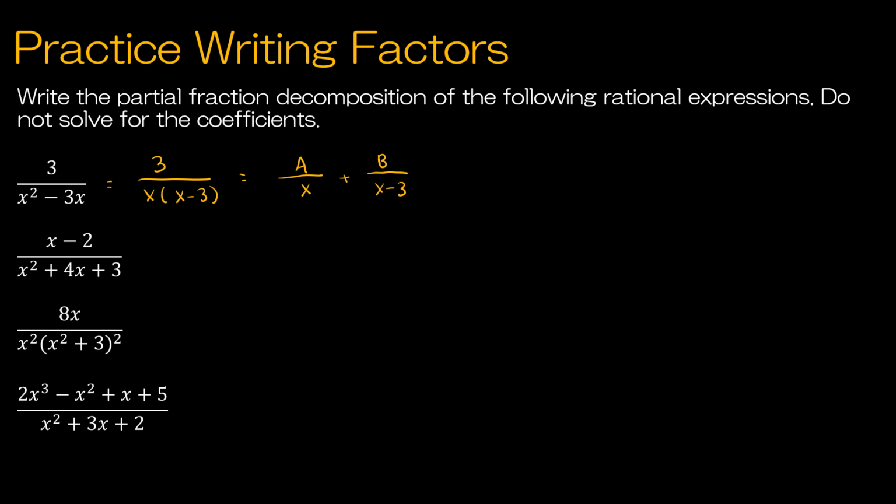Let's look at the second example. Again, the degree in the numerator is 1, the degree in the denominator is 2, so we can apply this process. I'm going to rewrite x minus 2, and then x squared plus 4x plus 3 can be factored into x plus 3, x plus 1. And again, those are both linear factors. So when I rewrite this, it's going to be a divided by x plus 3 plus b divided by x plus 1.